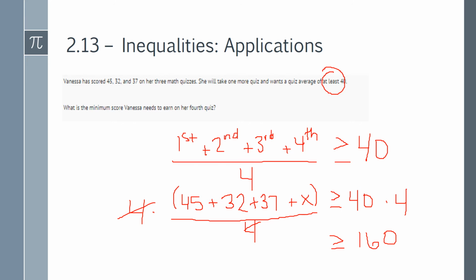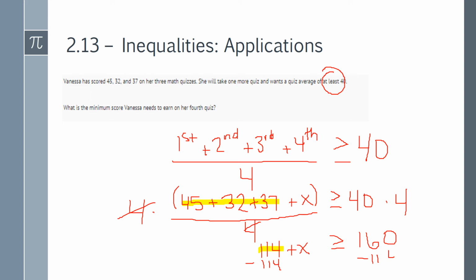Left side, I'm going to go ahead and simplify for the interest of space. 45 plus 32 plus 37 is 114. Okay, all I did was add those 3 together. All right, so she's got 114. That is, I'm going to highlight, 45 plus 32 plus 37, that gave me the 114. So 114 plus x is greater than or equal to 160.